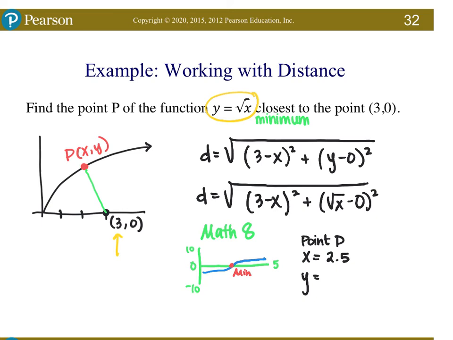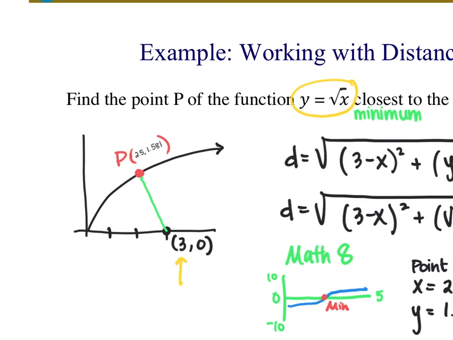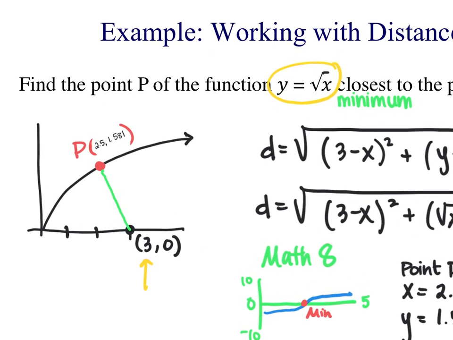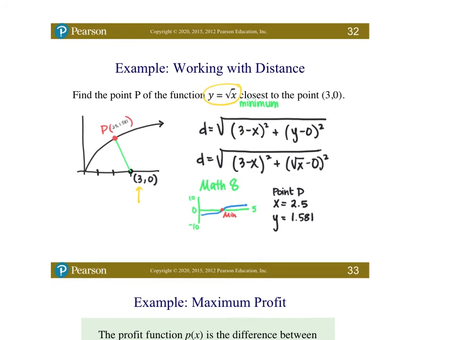So I want the square root of 2.5, which is 1.581. So now I know the coordinates of this mystery point over here: this mystery point turned out to be 2.5 and 1.581. And that is the point that's closest to the point 3, 0. All the other points to the left or to the right are all farther away.